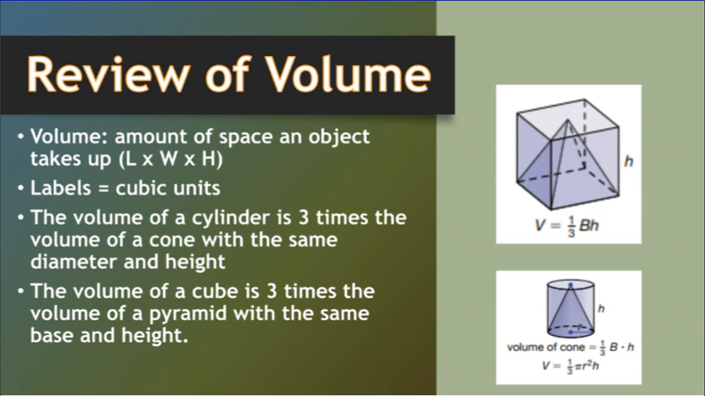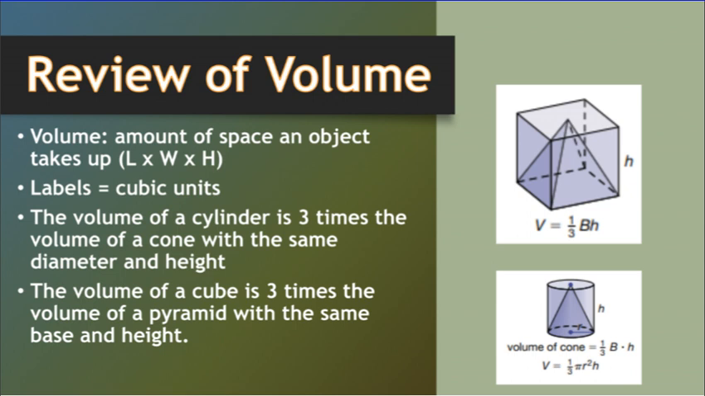To the right, you see two solids. Inside the top one, a cube, we have a pyramid, and below we have a cylinder, and inside the cylinder there's a cone. To find the volume of a pyramid, it would be 1/3 times the area of the base times the height. So the volume of a cube is actually 3 times the volume of a pyramid. That's why it's 1/3, because the pyramid is only 1/3 of the volume of the whole cube.